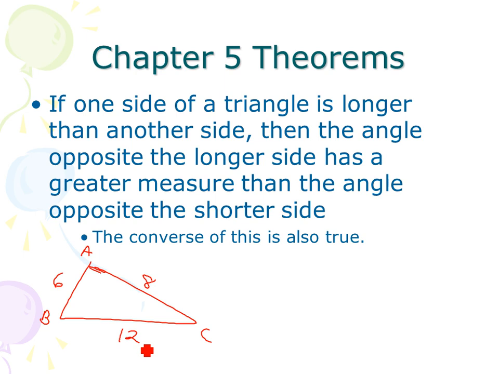Notice too, the converse also works. So this theorem says if one side of a triangle is longer than another side, then the angle opposite the longer side is bigger than the angle opposite the shorter side. The converse of that would be to say the angles. If you know one angle of a triangle is bigger than another angle in the triangle, then the side opposite that has to be bigger than the side opposite the smaller angle.